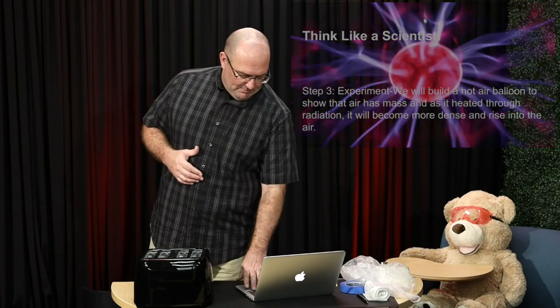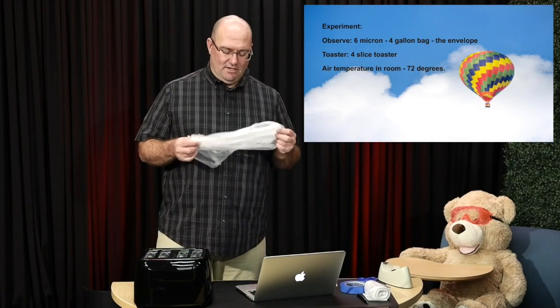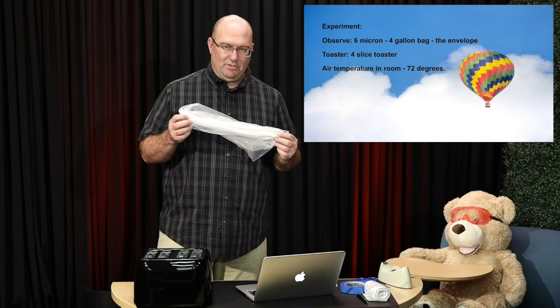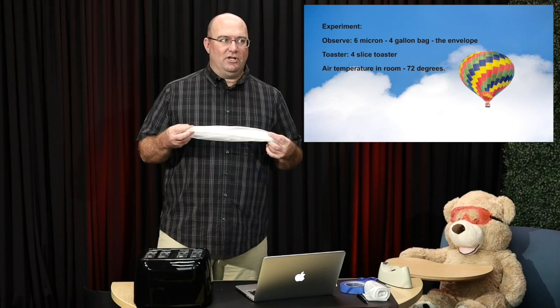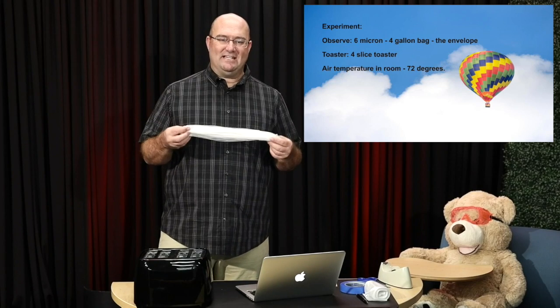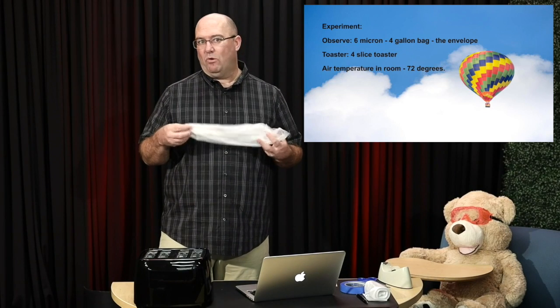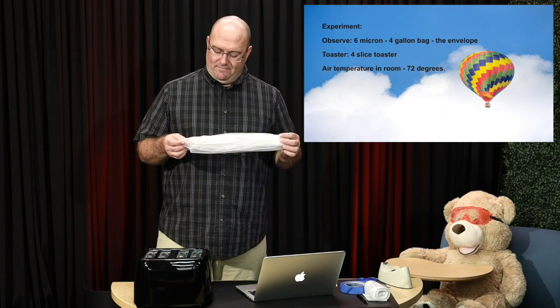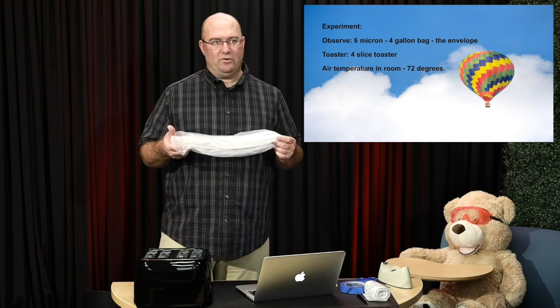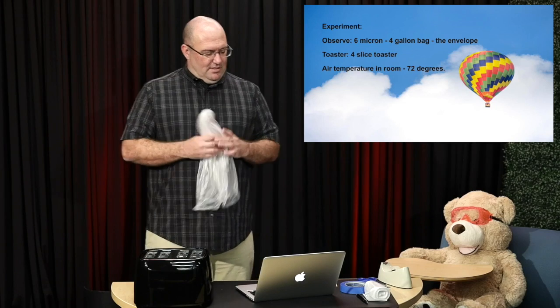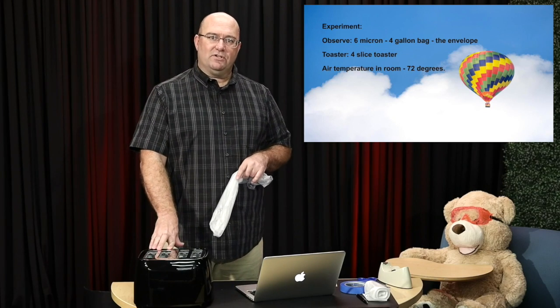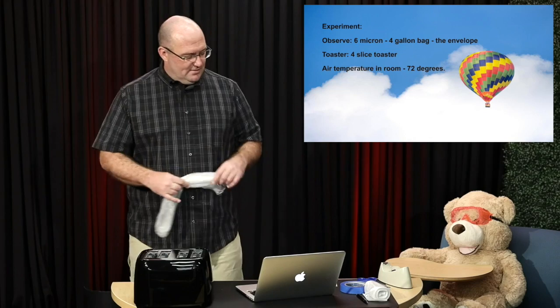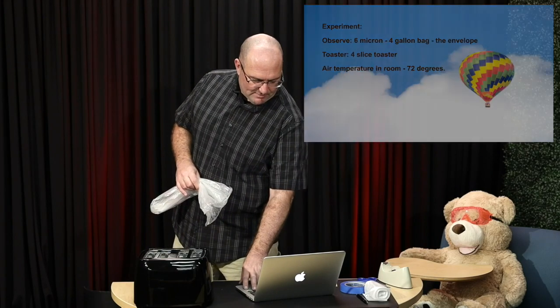Okay, so we have a couple conditions real quick. I have a 6 micron, which is very thin, 4-gallon bag. This is going to be the envelope of the balloon. I did ask the studio to lower the temperature in the room to around 68 degrees, so if you do this at home and it's really hot, it won't work as well. If you don't have these thin bags, you can sometimes use a supermarket fruit or vegetable bag. We have a 4-slice toaster to generate heat, and that's about it for right now. It's all we need to start the experiment.